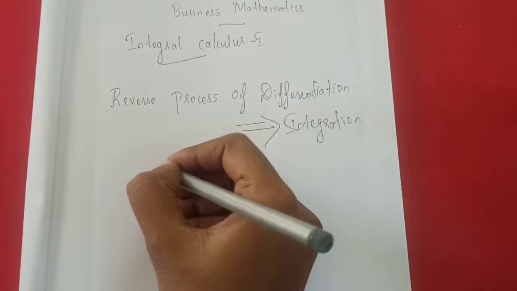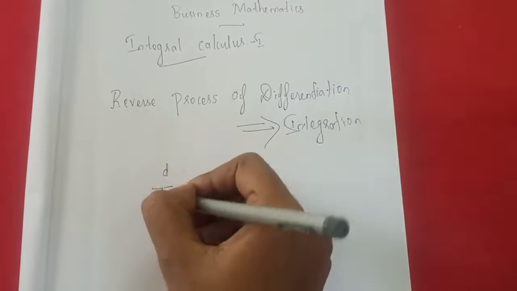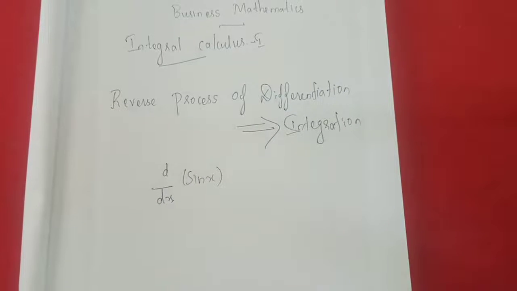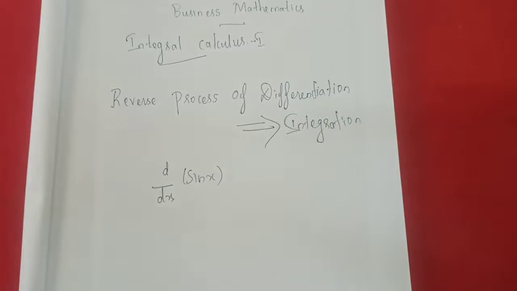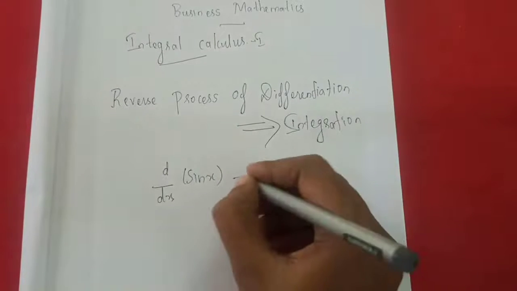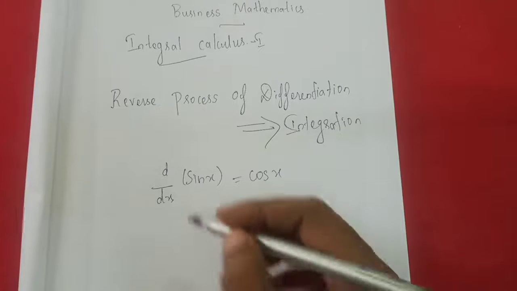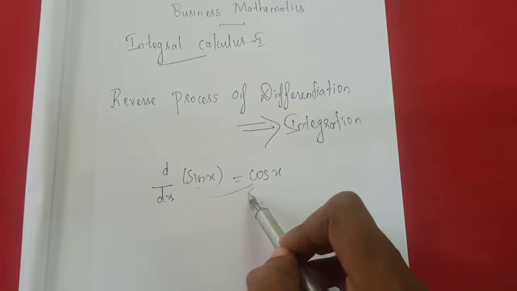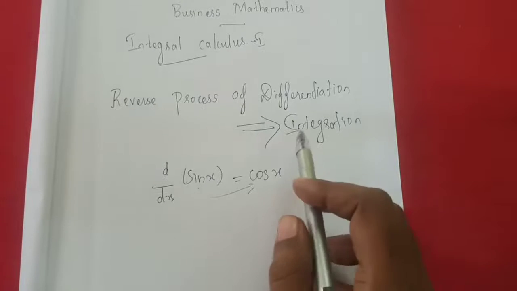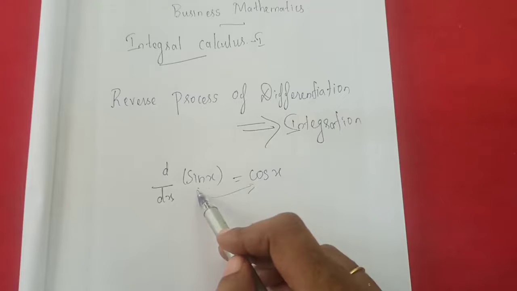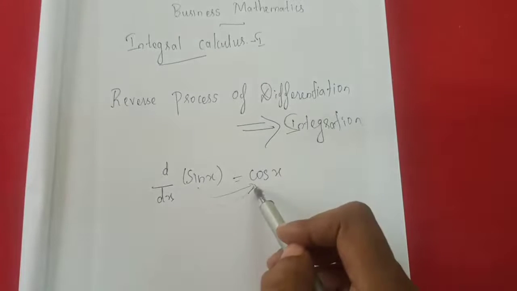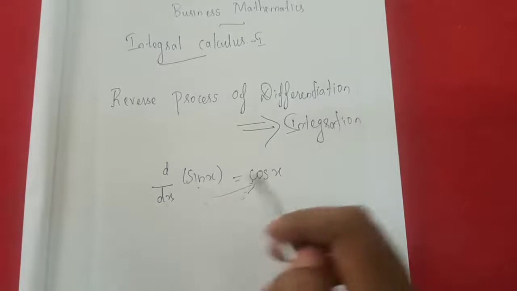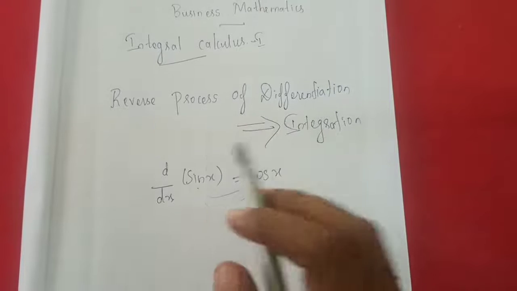Now I am giving one example for you. That is d by dx of sin x. What's the differentiation of sin x? Last year we learned, that is cos x. This is differentiation, is it right? So d by dx of sin x means I have differentiated sin x and I got cos x. Then if I go from cos x back to sin x, that is integration. From here to here it's differentiation, from here to here it is integration. The reverse process of differentiation is called integration.